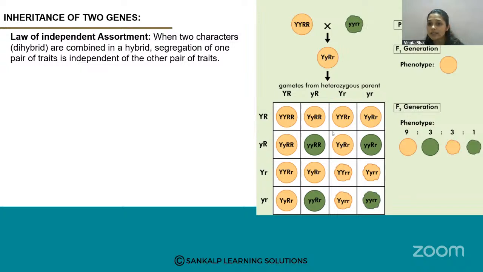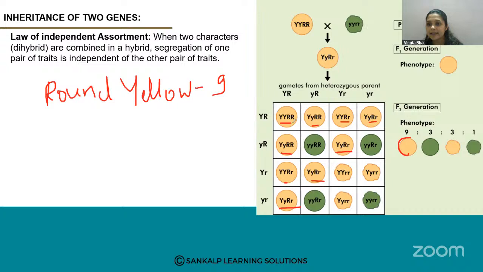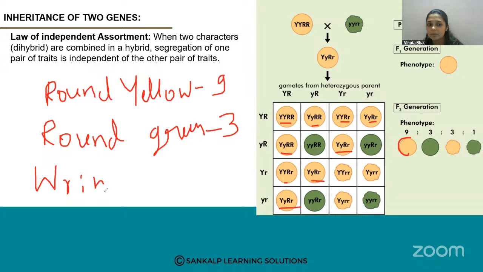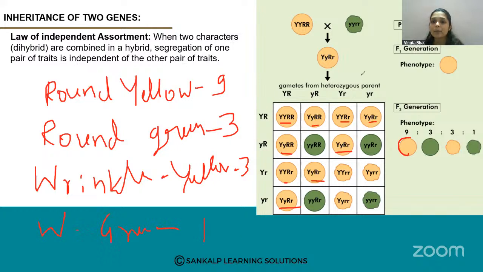Here, round yellow seed producing plants, how many are produced in total? 1 2 3 4 5 6 7 8 9, total round yellow seeds produced. So that is similar to the parent, right? Round yellow seeds are 9. Then round green seeds, how many? That is 3. Then wrinkled yellow seeds, that is 3, and wrinkled green seeds, how many? There is 1. Just see the parental combination.